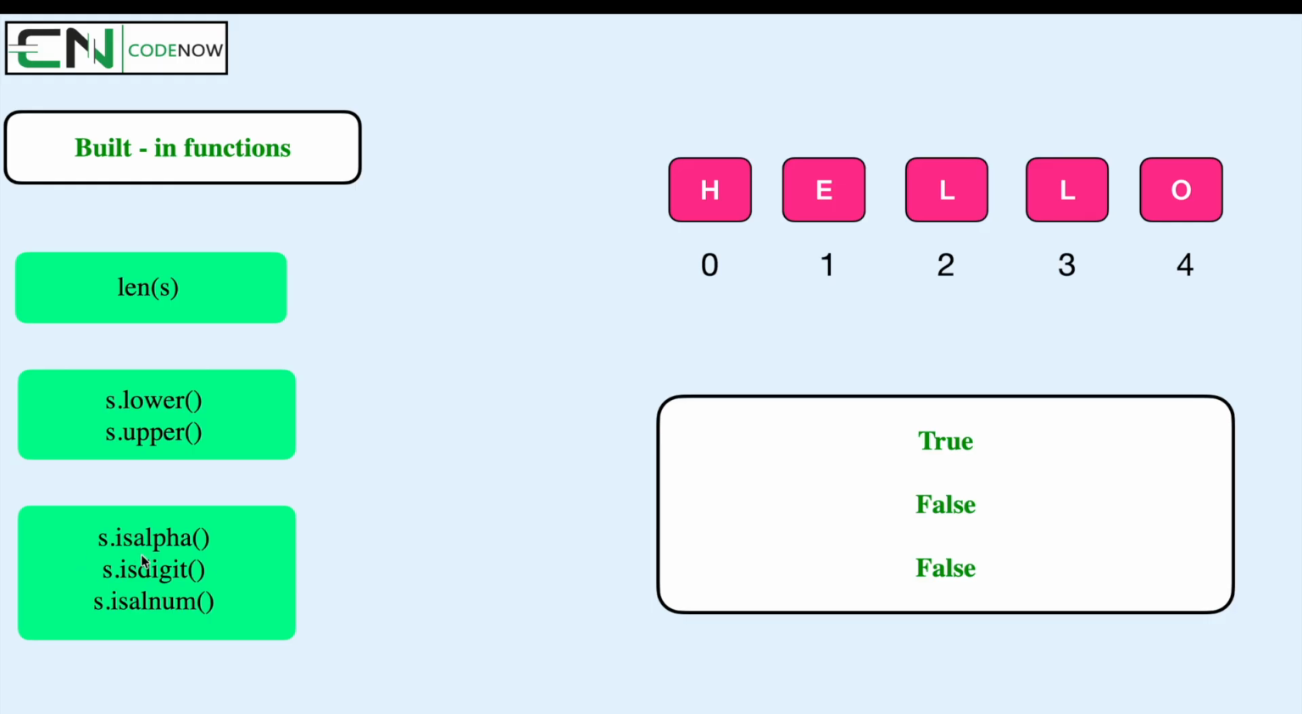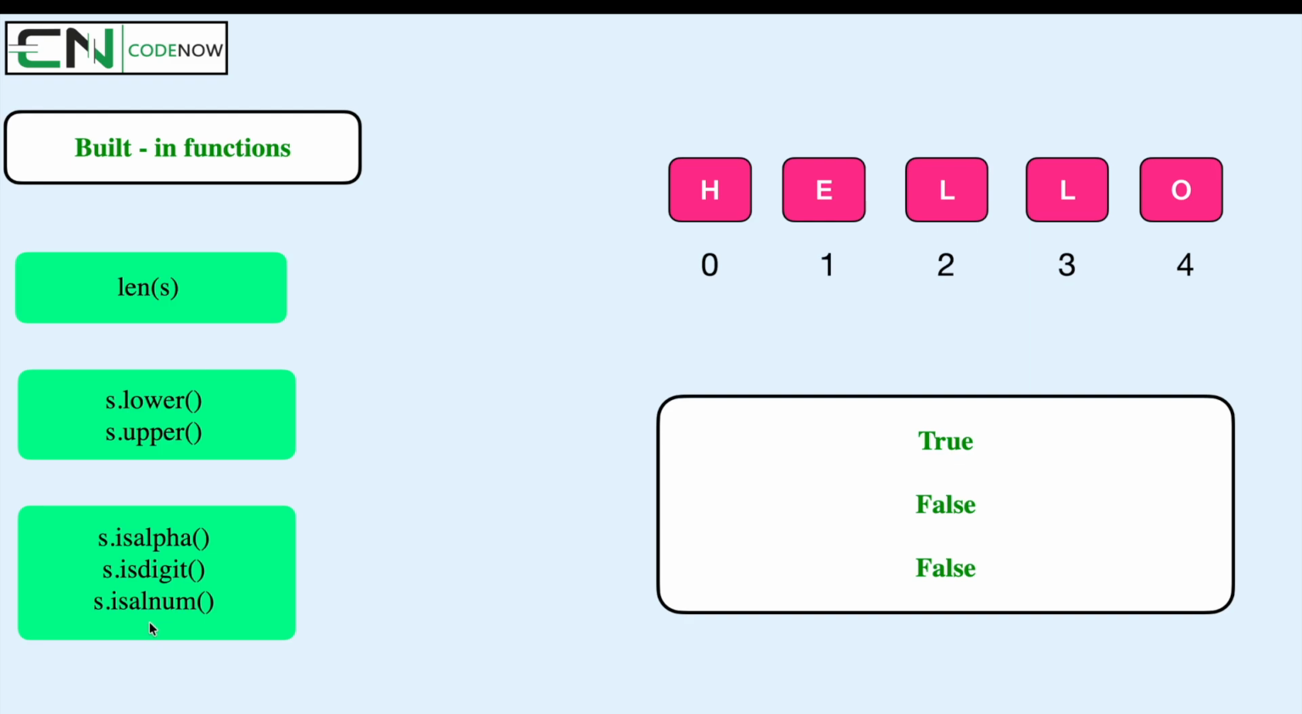What is the digit function? Digit in the sense it will check if the string is completely made up of digits. The string should contain only digits. No alphabets are allowed, no special characters are allowed. Then only it will be returning true, or else it will return false. Even if one character is out of the digits, it will return false. In this example, we don't have any kind of digits, so therefore it will be returning false.